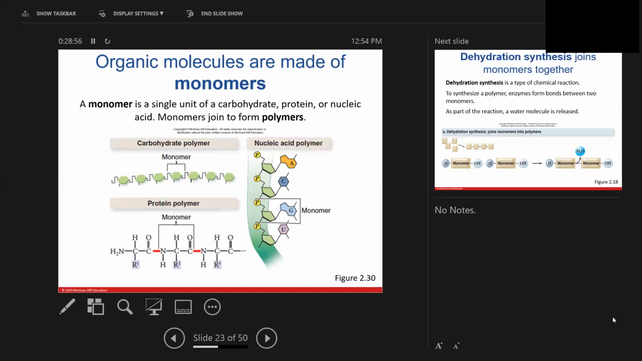Yes, but it's slightly different. Their structure is a lot more complicated to describe, but they do have somewhat of a monomer-polymer aspect to it, but we're not going to cover it here.